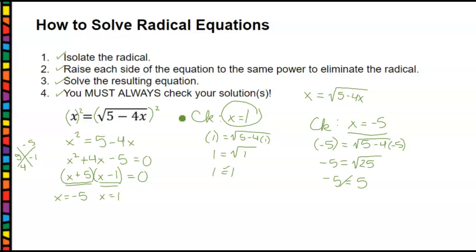This is what we're going to call an extraneous solution. An extraneous solution is an apparent solution. It looks like it should work. We've done everything correctly, but when we put it into the original equation, it does not satisfy the equation. So we only have one solution to this equation, and that solution is x equals 1.